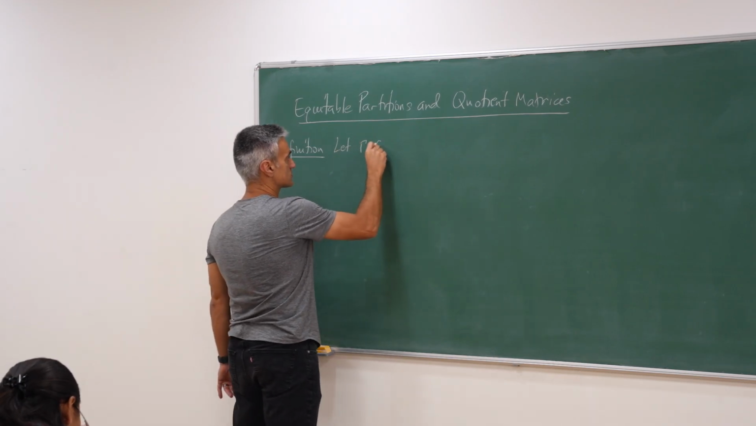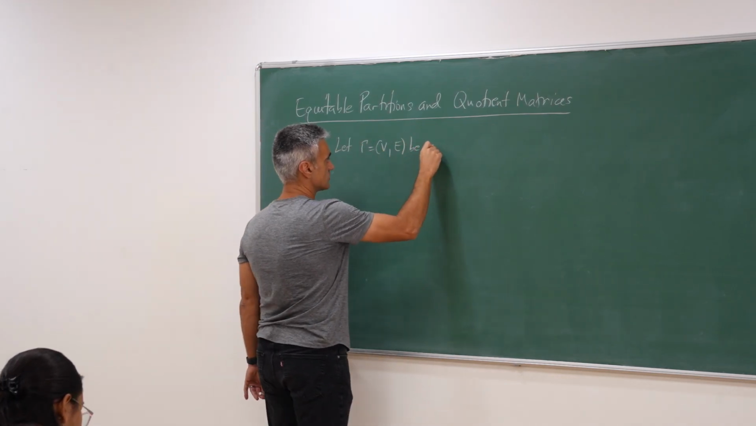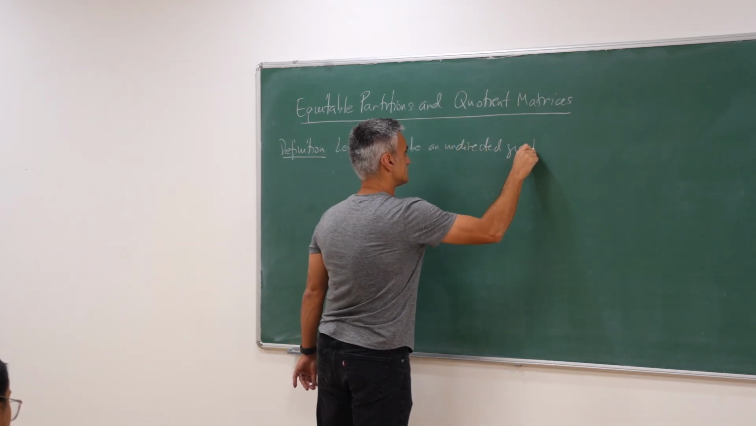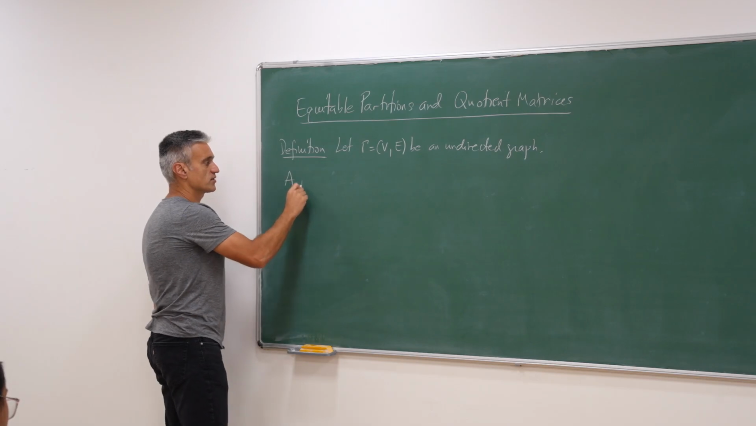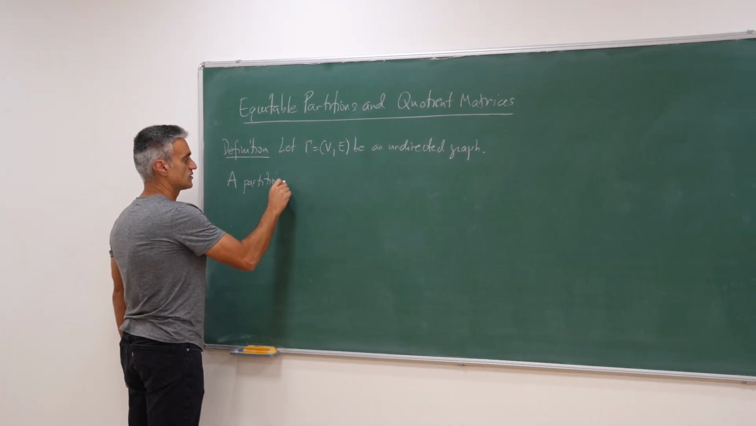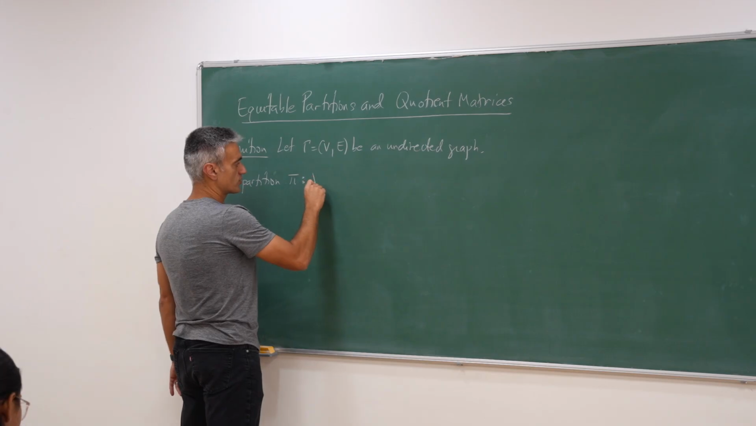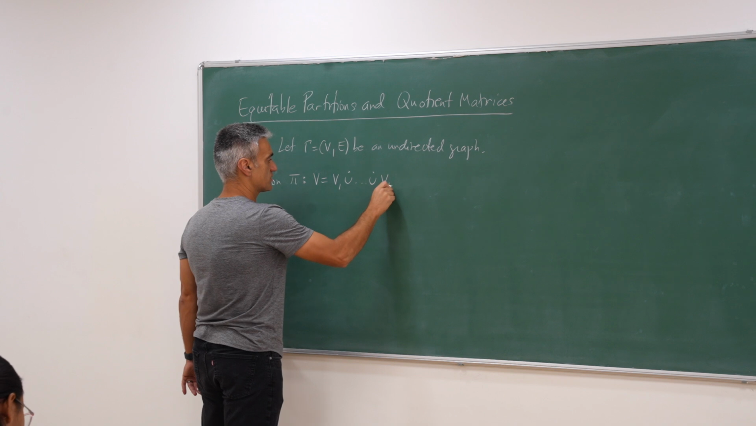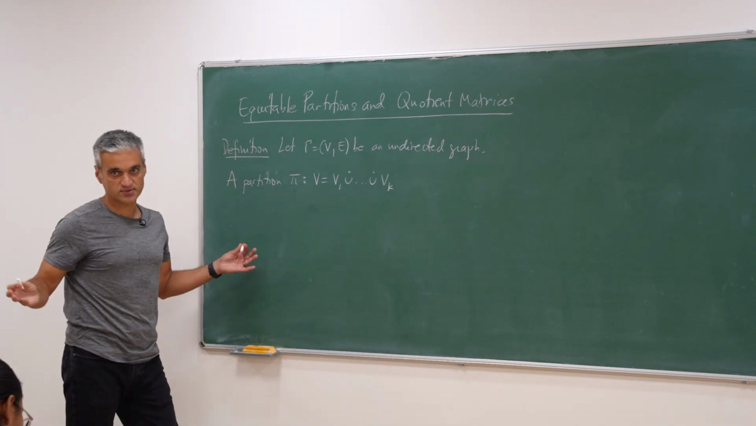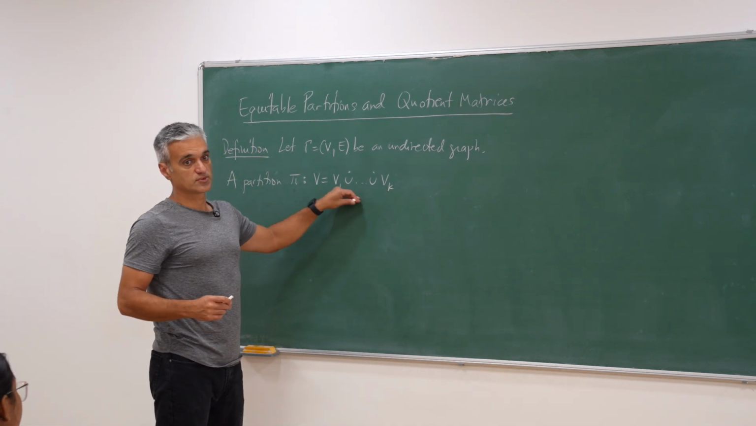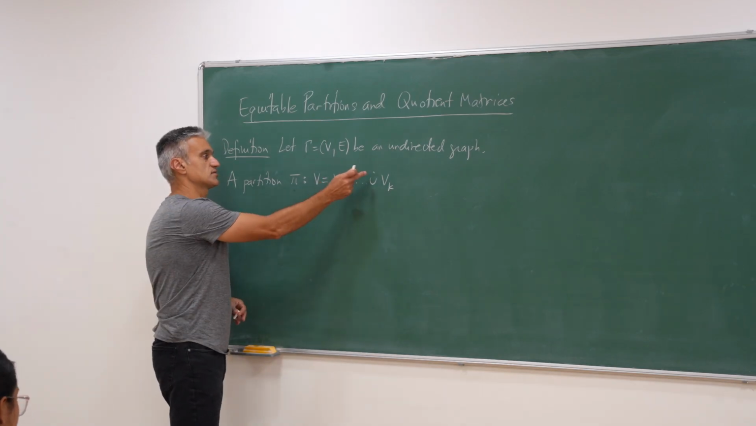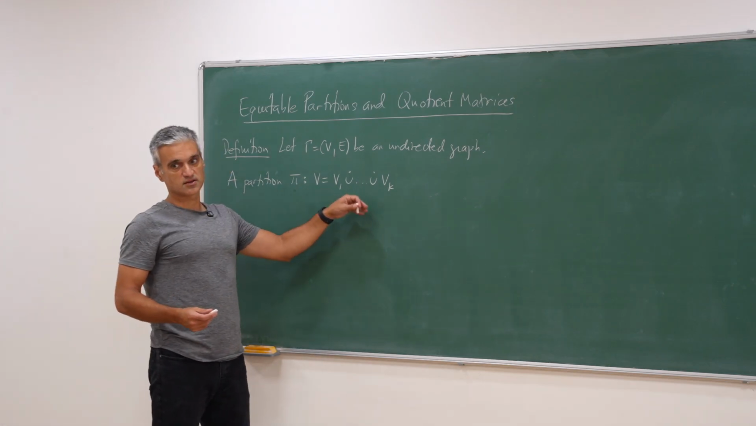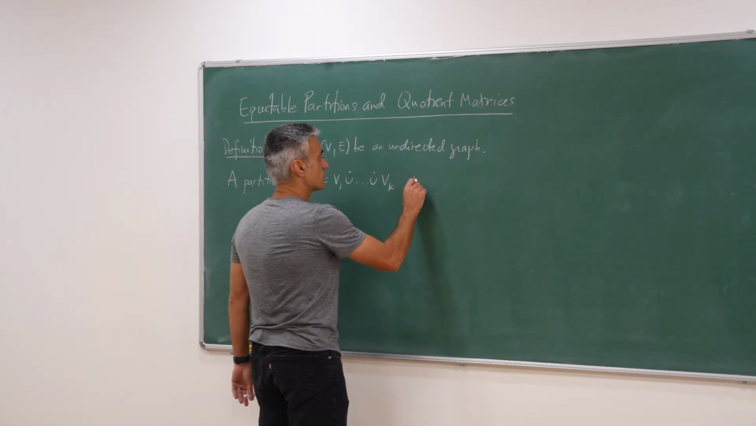As before, let gamma be an undirected graph. Now a partition, let's call it pi, of the vertex set V into sets V1, ..., Vk. I put this dot here just to signify that the subsets V1, ..., Vk are pairwise disjoint and that they're all non-empty.